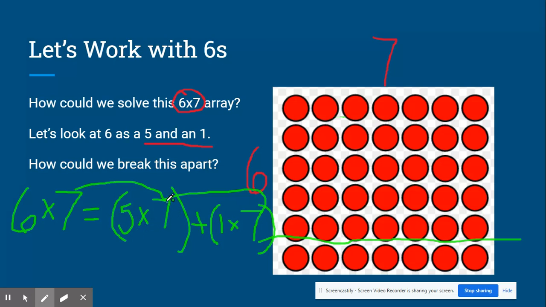5 times 7. Well, obviously, we can count by 5 7 times. Do that with me. Ready? Go. 5, 10, 15, 20, 25, 30, 35. Very good. And we should know that 1 times 7, we know that rule because of the identity property of 1. 1 times 7 is 7. And then you are going to add those up. 35 plus 7, be careful, there will be some regrouping because when you add 5 and 7 up, your number is greater than 10. And if you go ahead and add them, you will get 42. Awesome. So let's go ahead and keep going.